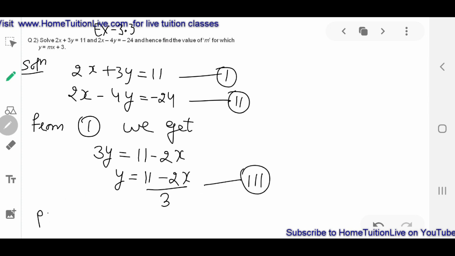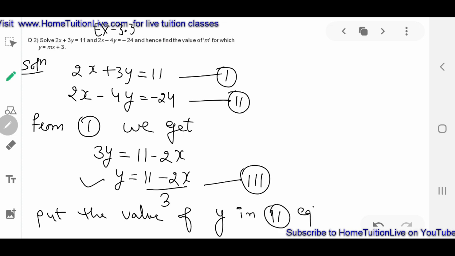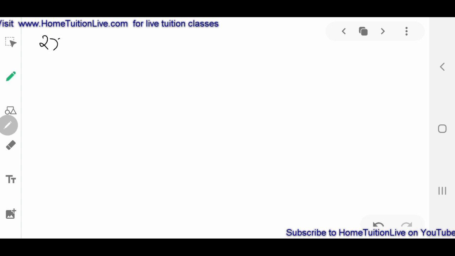Now put the value of y, this value of y, in second equation. इस equation में put करनी है, okay? Second equation is 2x minus 4y. Y is 11 minus 2x divided by 3 equals to minus 24.